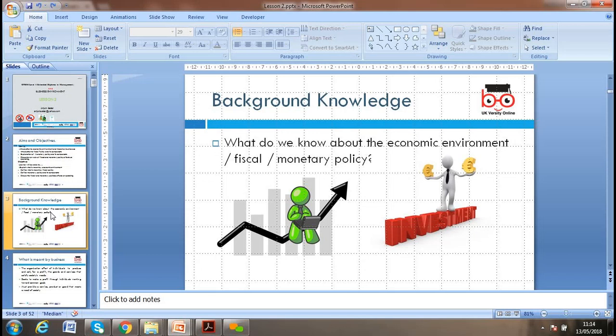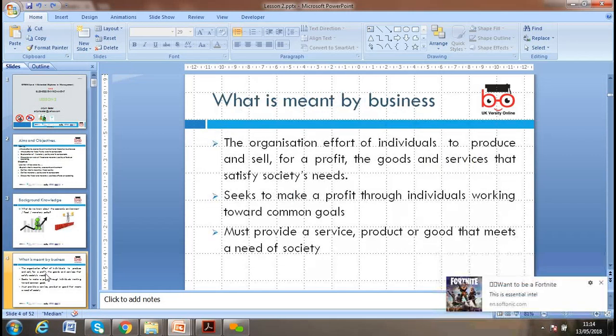What do we know about the economic environment, fiscal and monetary policy? Does anybody know about the economic environment? During our last lesson, we discussed PEST and the PESTEL forces, which are the political, economic, social, and technological environments. Now we are looking in more detail at the economic environment. Under the economic environment, we're looking at fiscal and monetary policy in detail, because our learning outcome two, assessment criteria 2.1, 2.2 and 2.3, is all about the key focus on fiscal and monetary policy and business activities, which we'll go through.